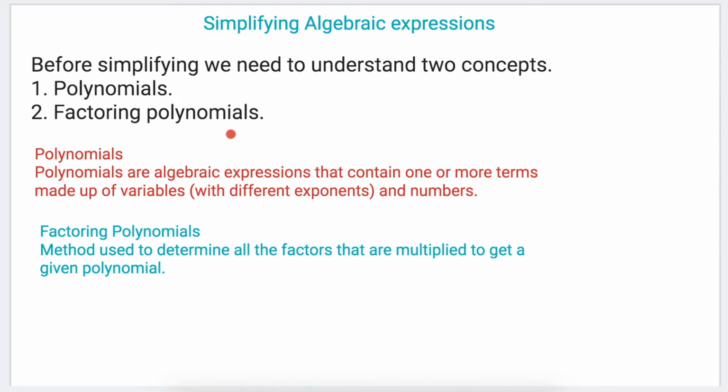So generally speaking, polynomials are just algebraic expressions that contain one or more terms made up of variables with different exponents and numbers, or even sometimes a combination of variables and numbers. Factoring polynomials is a method that helps us to determine all the factors that are multiplied to get a given polynomial. These factors have to be the greatest factors that are multiplied to get a given polynomial.